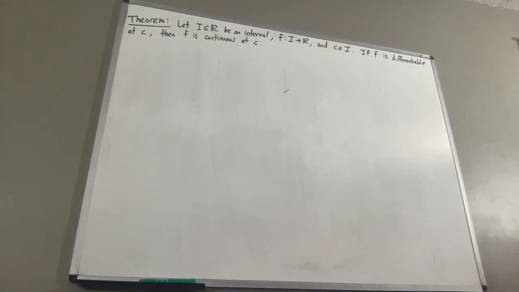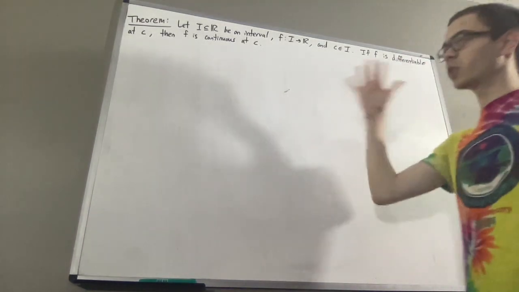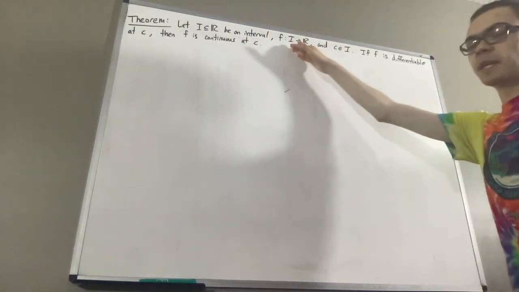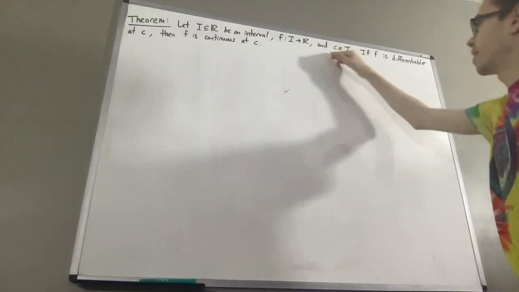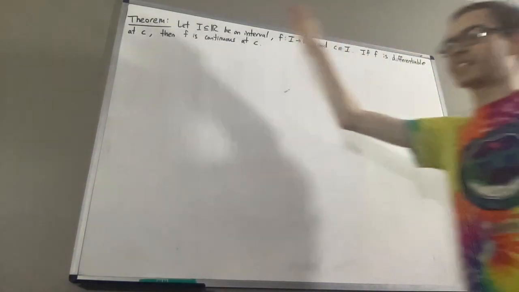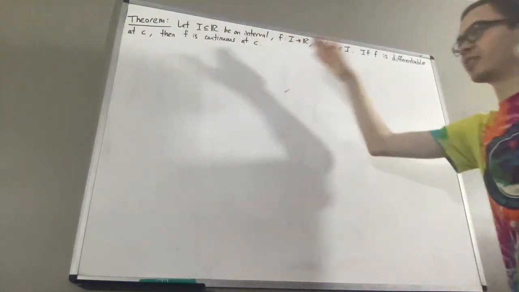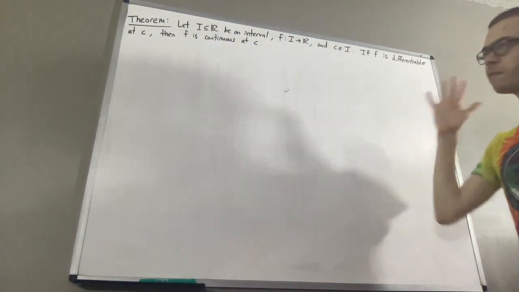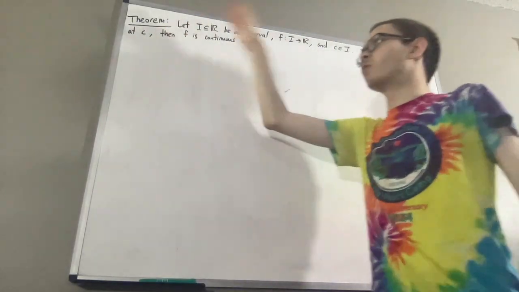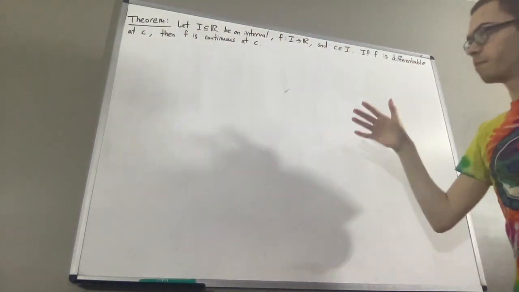Hello! In this video, we are going to prove the following theorem. Let I be an interval, f be a function from I to R, and let c be an element of I. If f is differentiable at c, then f is continuous at c. So let's first remind ourselves what it means for f to be differentiable at c and what it means for f to be continuous at c.